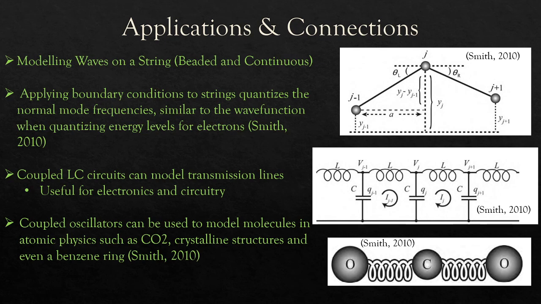Another application is coupled LC circuits, which are used to model transmission lines. This can even be used to model the vibrational behavior of molecules such as CO2, crystalline structures, and even the benzene ring, as Smith explains. This example below is an example of the CO2. We model the bonds as springs, and it's asymmetrical because the oxygen and carbon have different masses.